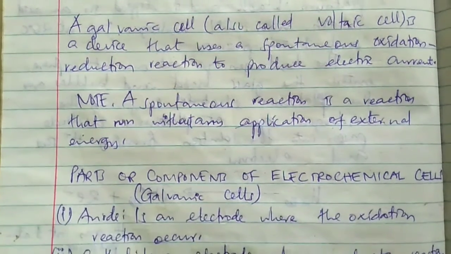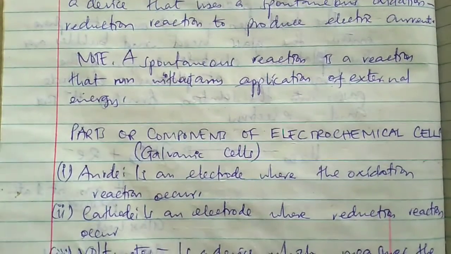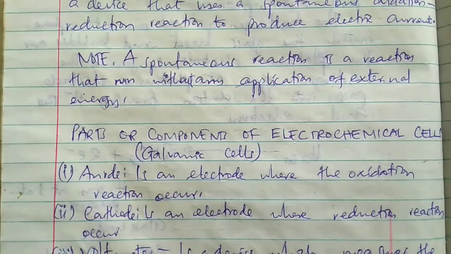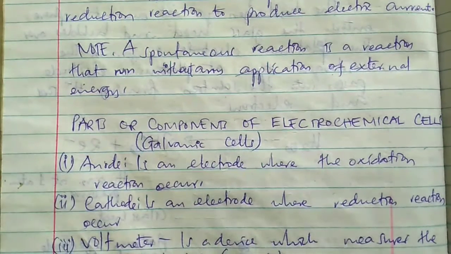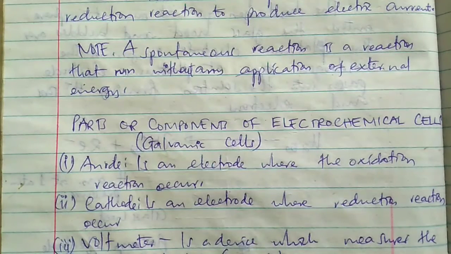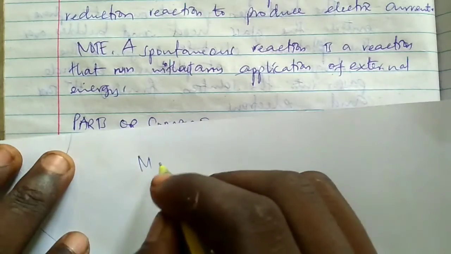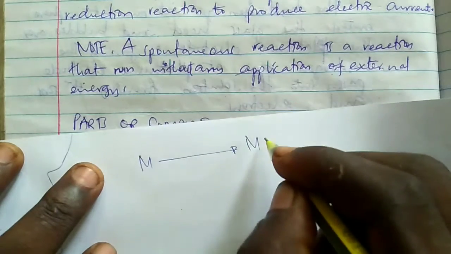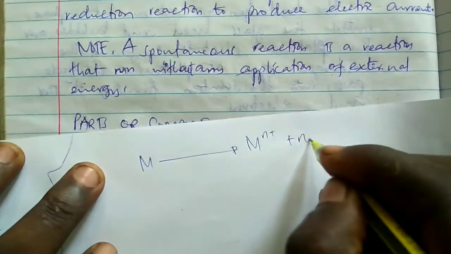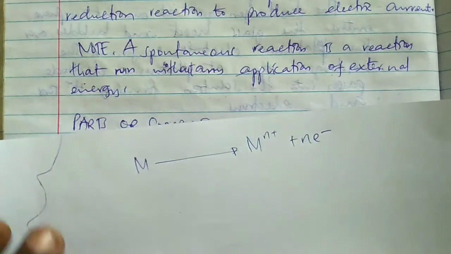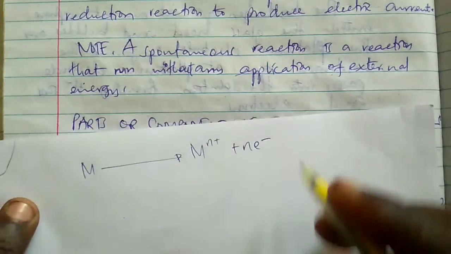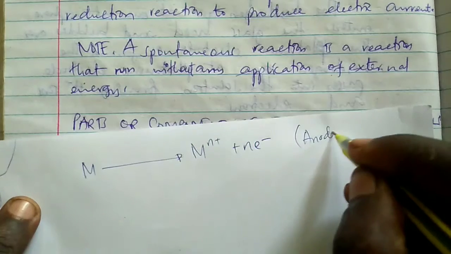Sasa galvanic cell huwa inakuwa na parts ambazo we must discuss. The first part is the anode. Anode is an electrode where the oxidation reaction occurs. Remember, in the oxidation reaction, we take a metal, then we get a metal ion plus electrons. This is the oxidation reaction. So oxidation occurs at the anode.